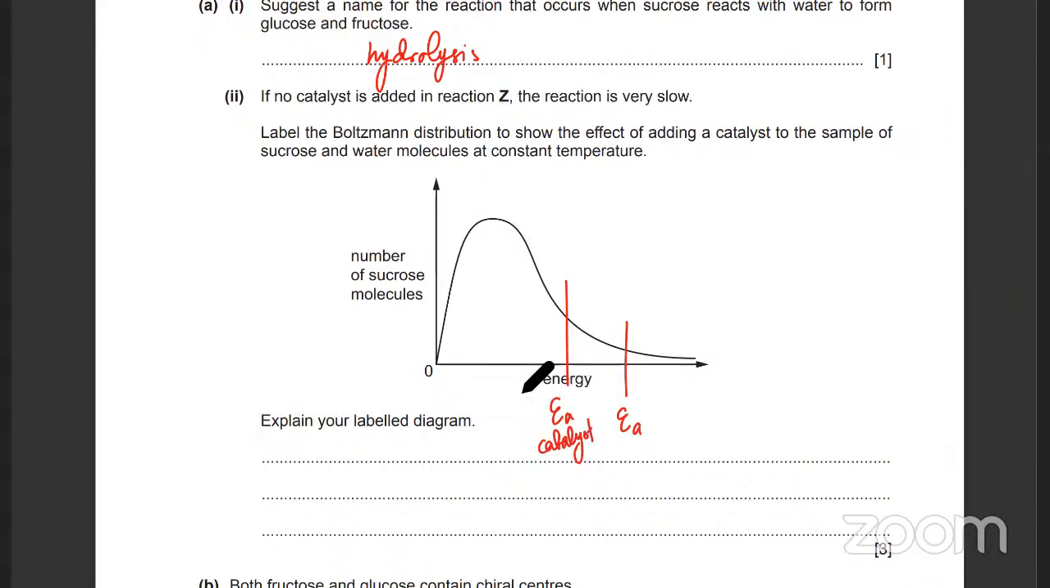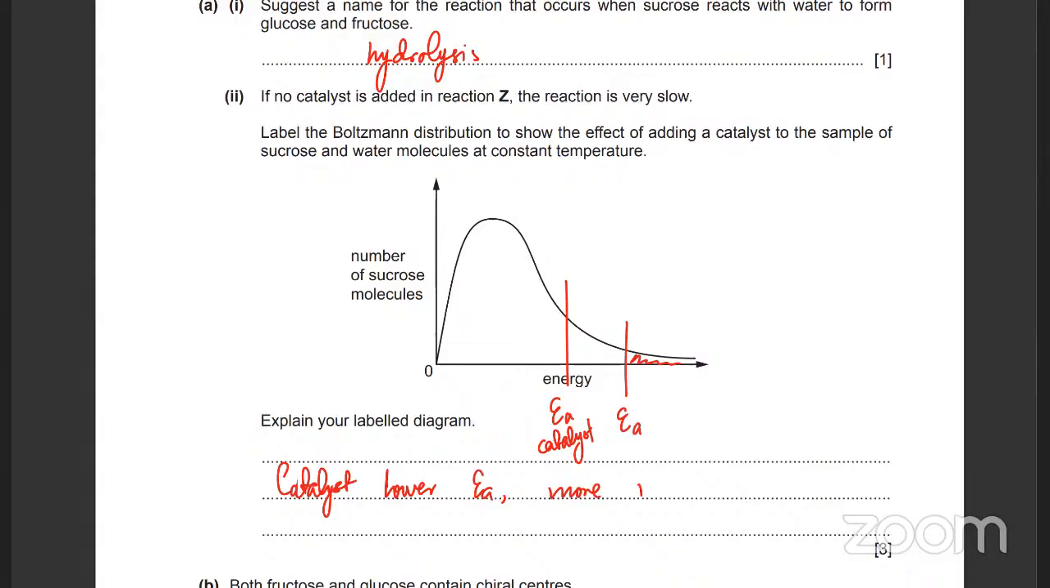So you're going to label the diagram, and they're looking for the effect of adding a catalyst to the sample of sucrose. So why does the reaction speed up? What does a catalyst do? It lowers the activation energy. So the catalyst lowers activation energy.